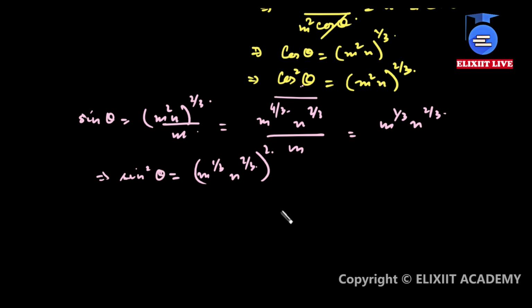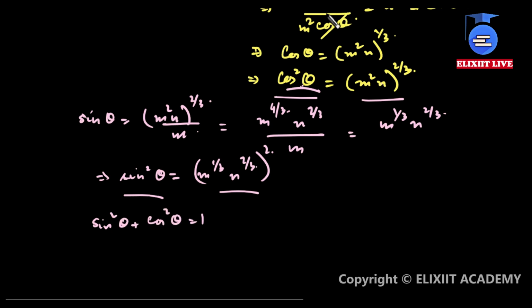Sine square theta is (m to the power 1 by 3, n to the power 2 by 3) whole square. This is ultimately what you are getting. Now simply use this relation: sine square theta plus cos square theta is 1. We have got sine square theta in terms of m and n, and cos square theta in terms of m and n. So use this relation.